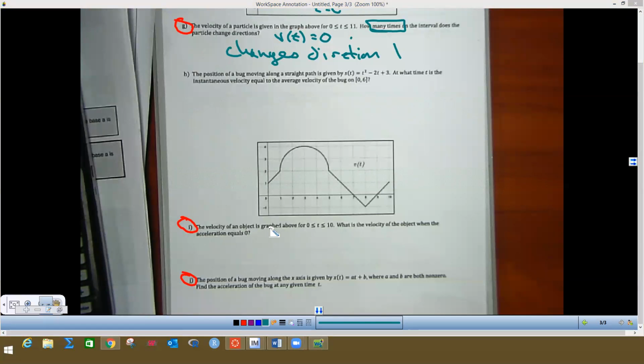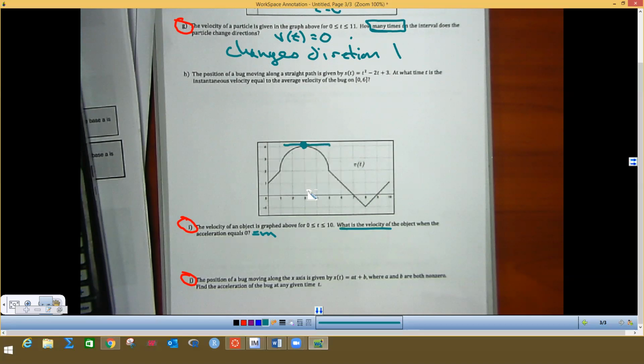The next problem we wanted was I. So the velocity of an object is in the graph above. What is the velocity? So we want to know what is the velocity of the object when the acceleration equals 0. So just like we said earlier, acceleration is the slope of velocity, and this means we want to know when is the slope of the tangent line of this function 0. So that's going to be right here at this peak place.